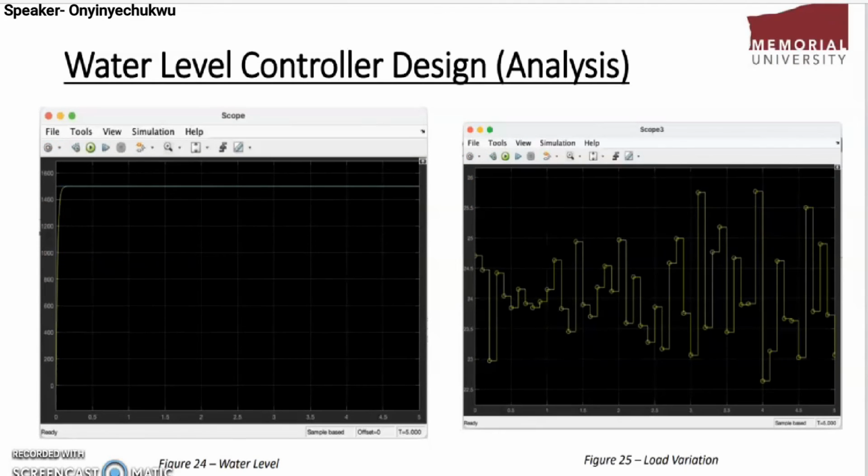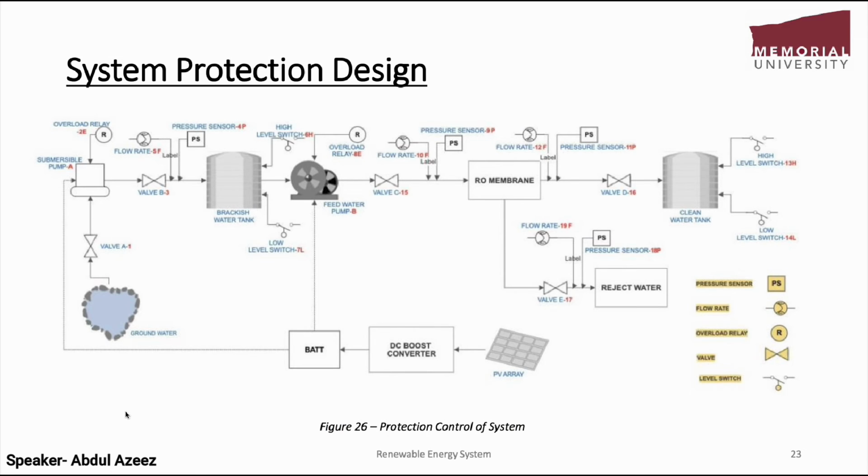For the water level controller, at the same height, the PID successfully cut off the water. There was no overshoot, and the water level was controlled and maintained. This analysis was done using a load variation. The load was varied between 23 volts to 26 volts to check the stability, and also to check if the PID is going to be suitable for this design, which at the end of it all was successful for our project. So this is our system protection control design.